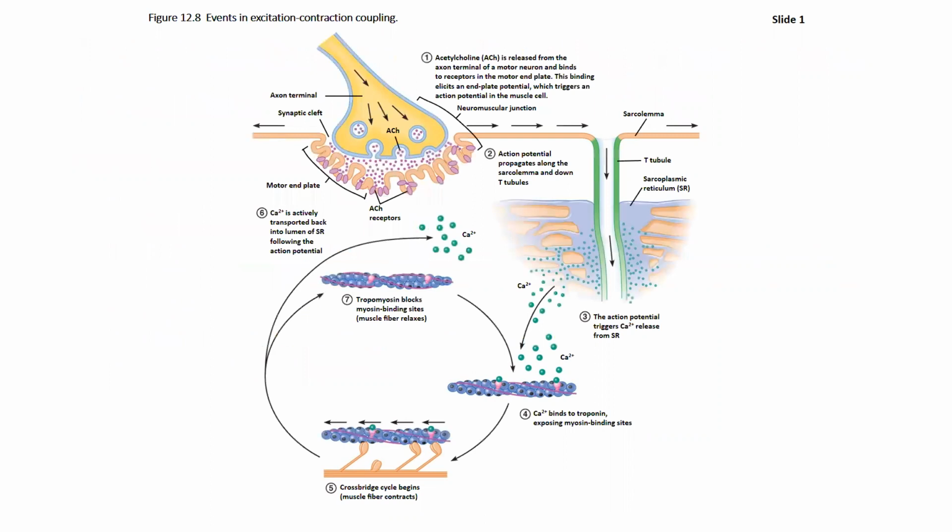Those are going to be released via exocytosis. They're going to cross the neuromuscular junction. They're going to bind onto a nicotinic cholinergic receptor. That's going to open a channel. Sodium is going to rush in. Potassium is going to come out. That's going to depolarize the motor end plate, or the muscle fiber. That's step one.